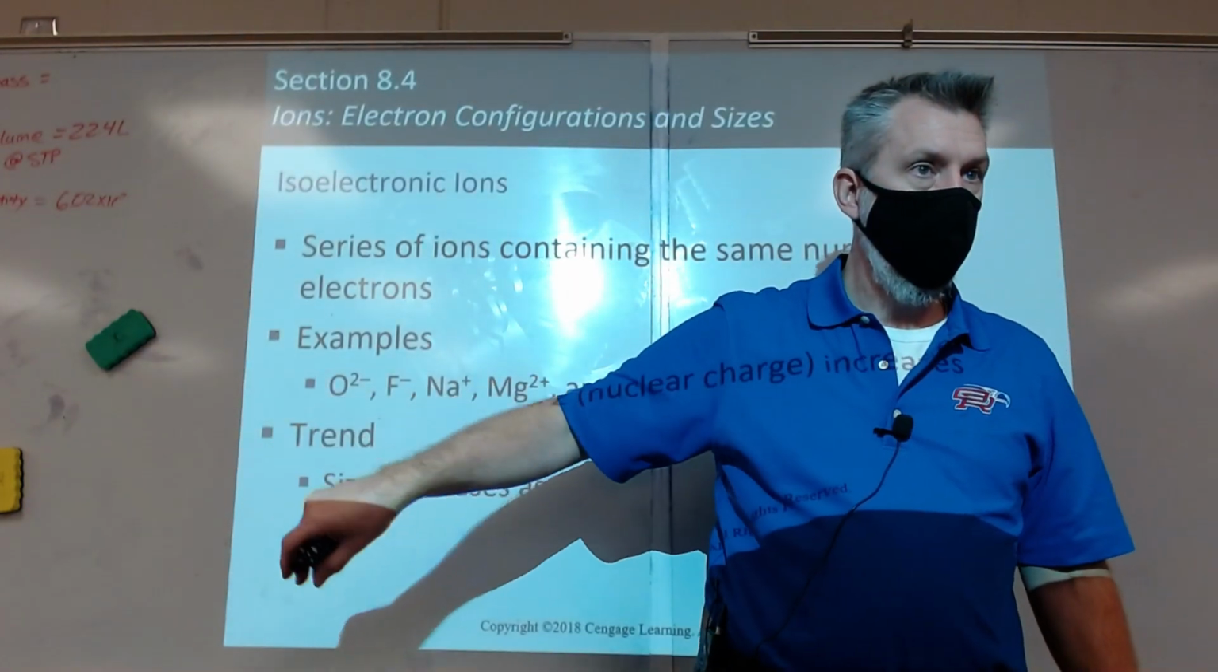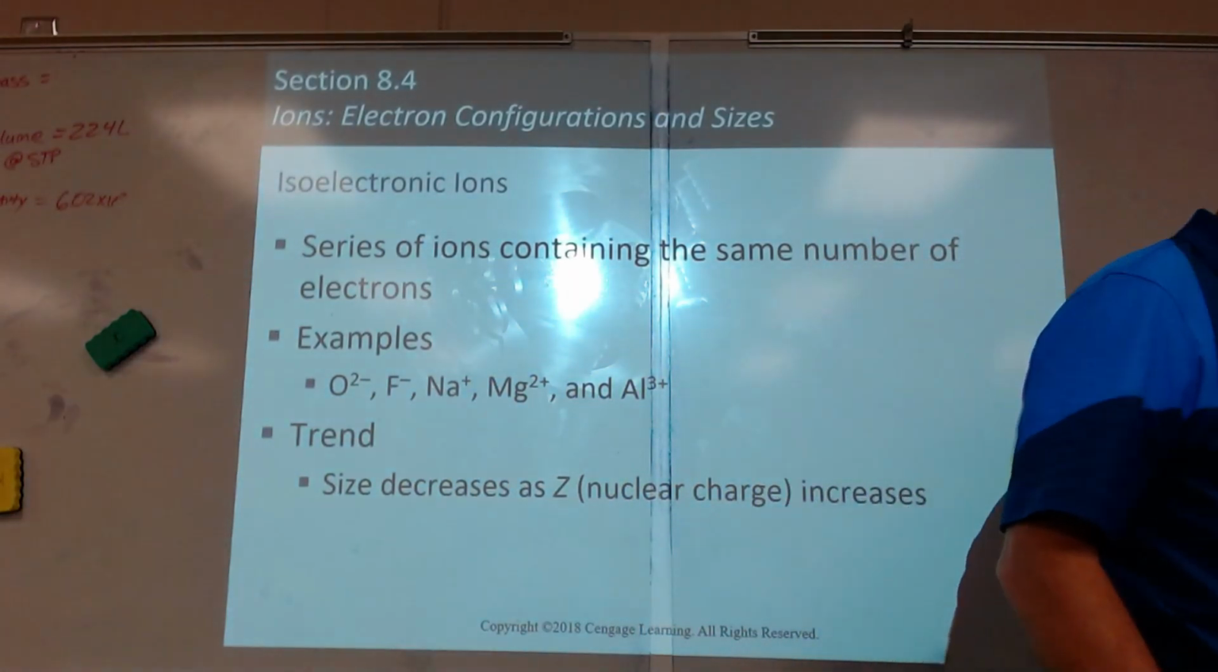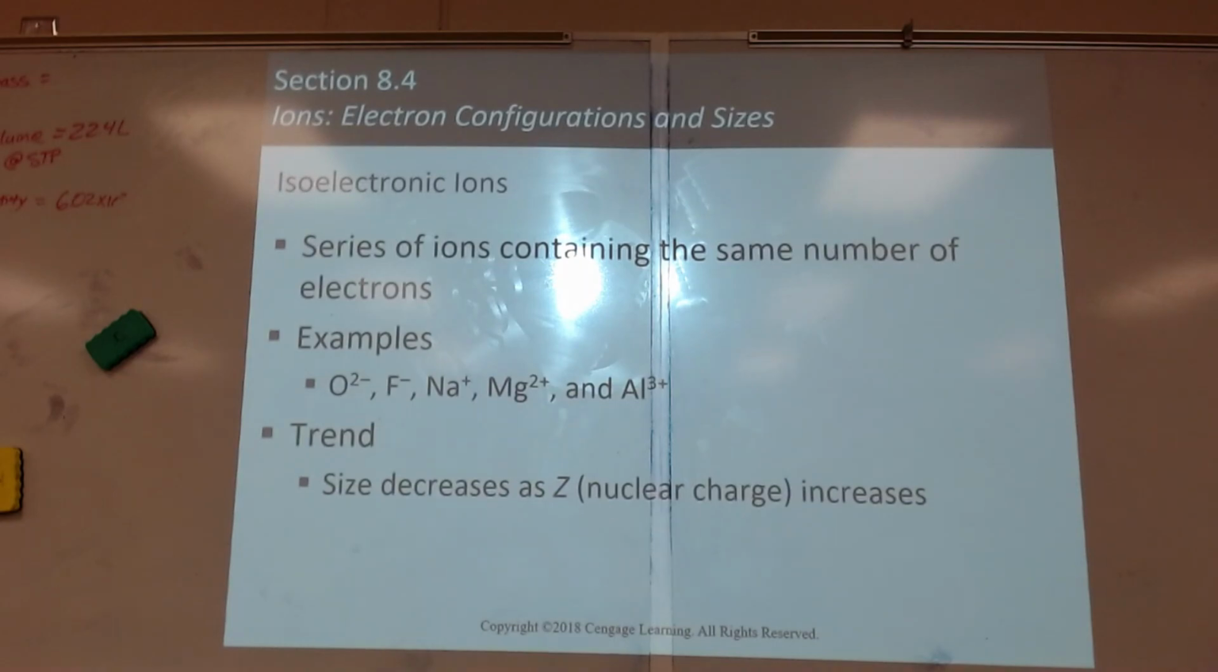So the bigger negative charge, they're also bigger than their parent. Yes, because of the electron-electron interference. Oxygen is the largest, yes, because it has the fewest number of protons. So those 8 protons can't hold 10 electrons very tightly. Okay.